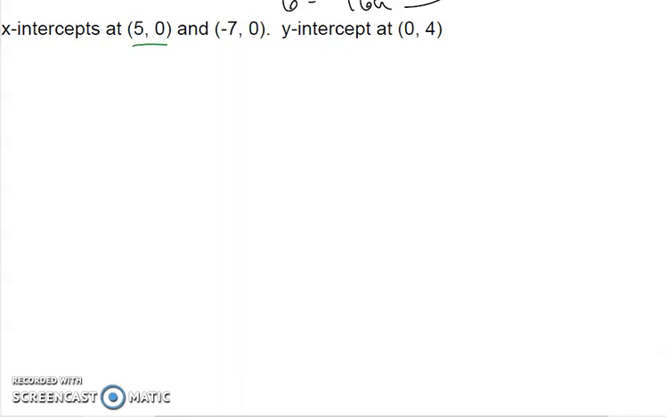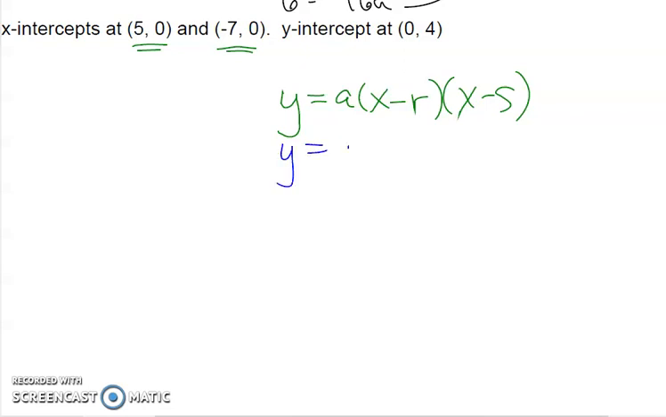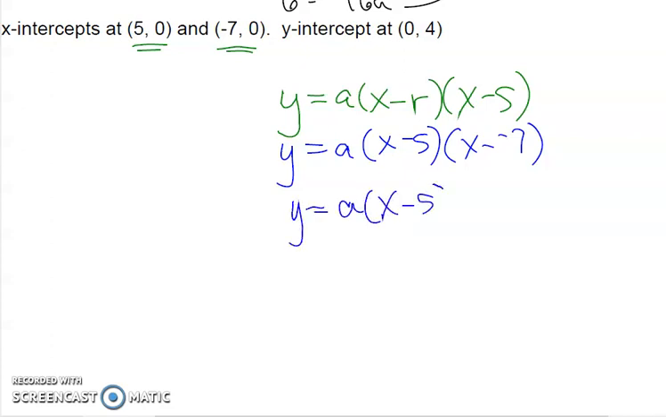In the last problem, we're given the intercepts, which means factor form. So y is equal to a times x minus r times x minus s. It's really important that as you're working through these equations, you understand what the general form looks like, because the next step is really just a substitution problem. So y is equal to a times x minus 5, using 5, 0, and x minus -7, using the -7, 0, in the second parenthesis. Because of the x minus -7, we're going to turn that into addition.